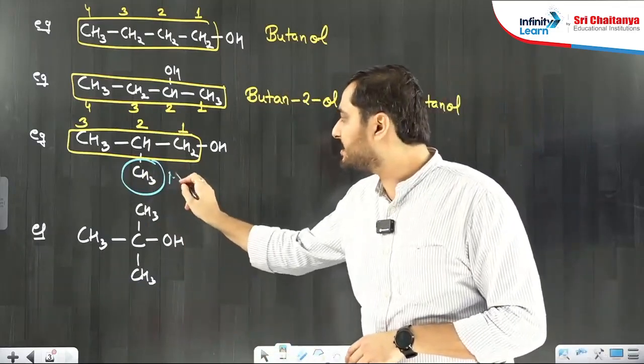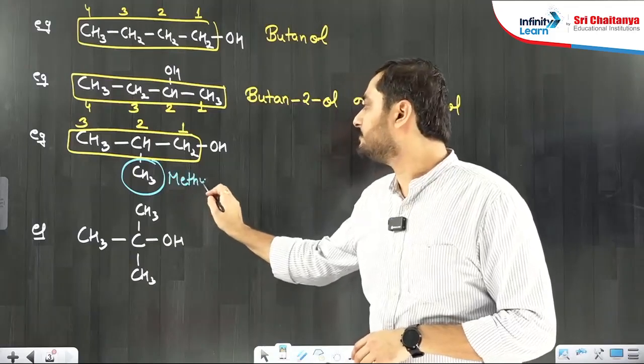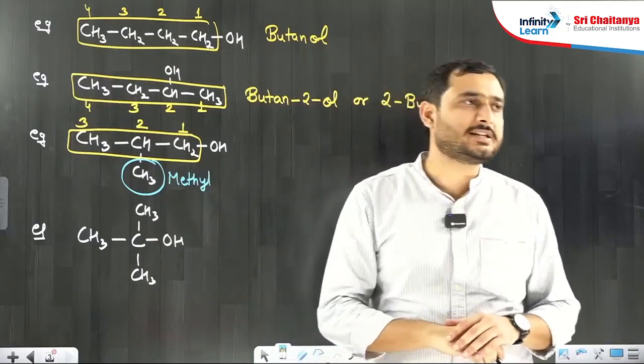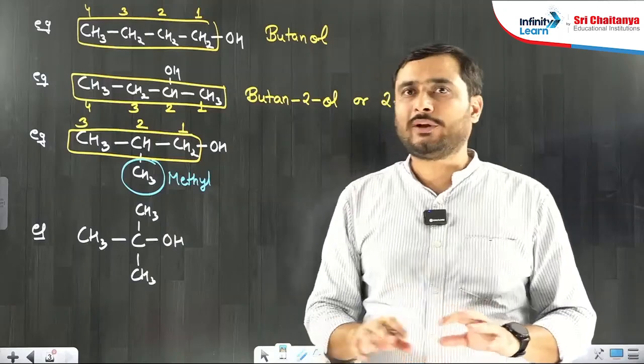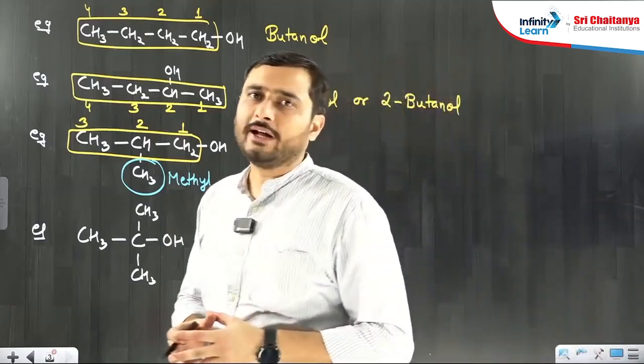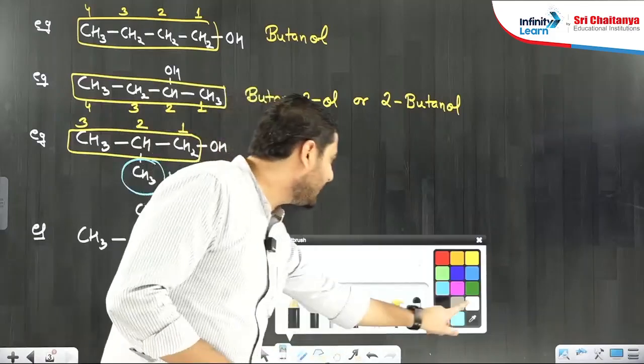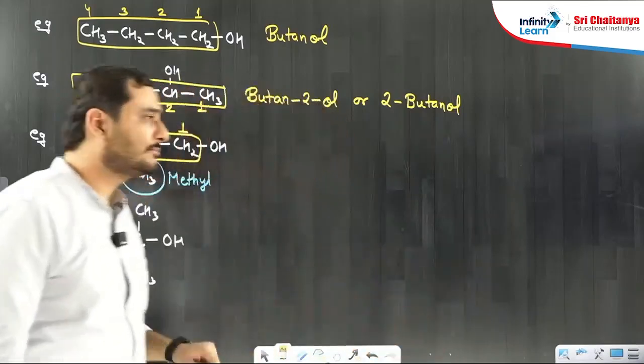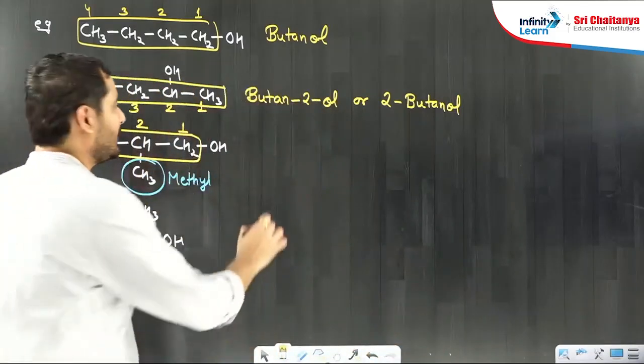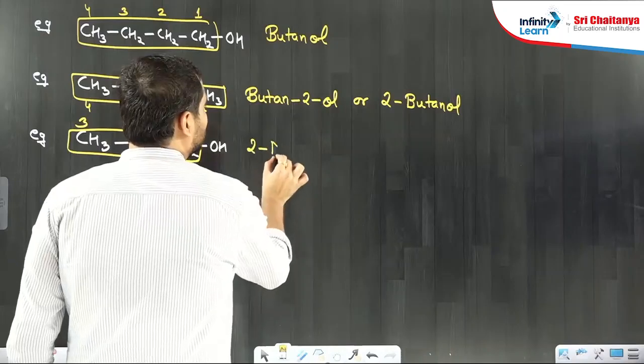And what is the name of CH3? Methyl. Now how to frame the name? First we have to write the prefix. Now what is the prefix here? Methyl. Now methyl is present at which position? Methyl is present at second position. So what we write here? 2-methyl.